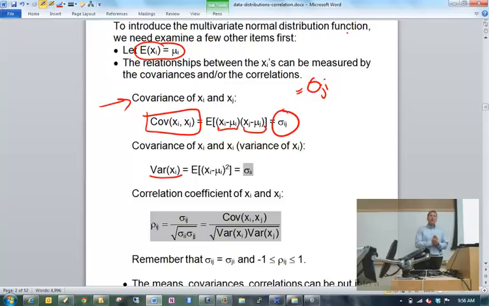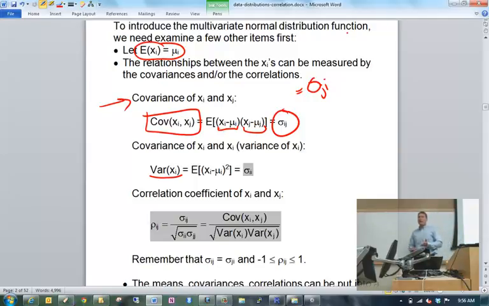So again, covariance is a measure of association. If it's 0, no association. If it's greater than 0, it means that there's a positive association, meaning as x sub i increases, you would expect x sub j to increase. If it's a negative value, then it says as x sub i increases, you would expect x sub j to go down.